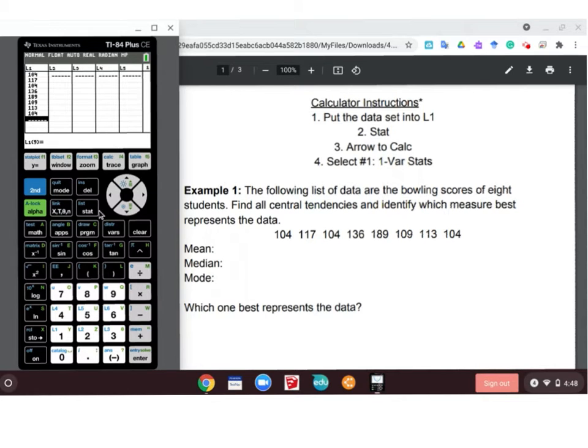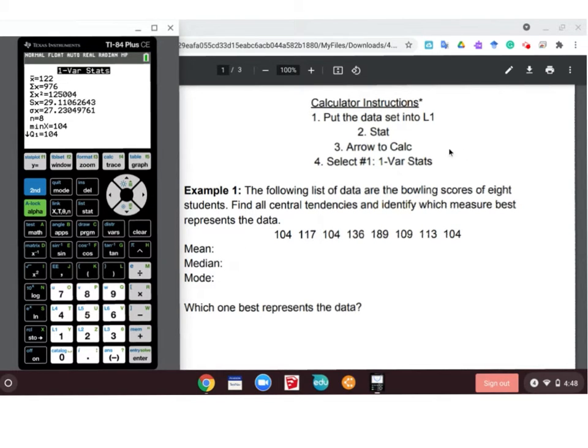Once we have all of those in our list, we are looking for stat, calc, one var stats. If you have an old calculator, you just go to calculate and get to this screen. Take a look at this screen. We want to look for a couple of things. When we look at our mean, that is going to be that x bar. When we look at our median, that is a little bit further down. So let's see if this works out. The mean is going to be that x bar.